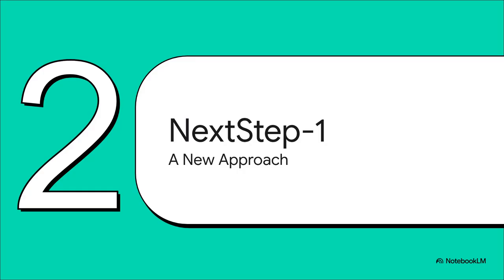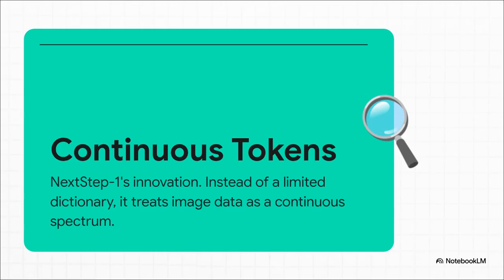A team of researchers has built a new model called NextStep-1. And what it does is find this incredibly clever way to just shatter that trade-off. So how in the world did they do it? Well, NextStep-1 basically takes that whole paint-by-numbers kit and just throws it in the trash. The key innovation here is something they call continuous tokens. Instead of cramming image data into a limited dictionary, it treats it like a continuous spectrum of information. Imagine going from a kid's watercolor set to giving a master painter a full infinite palette where they can mix any color imaginable. That's the leap we're talking about.